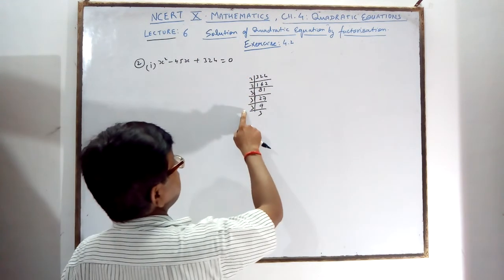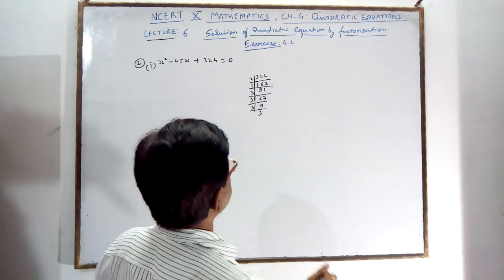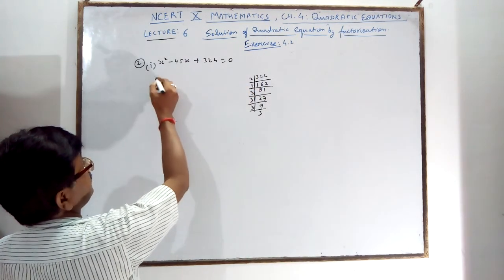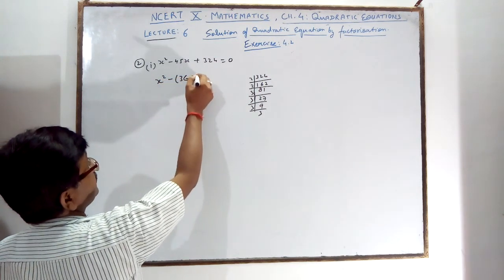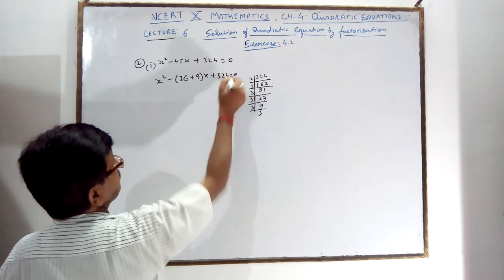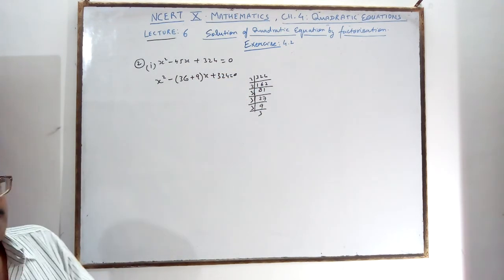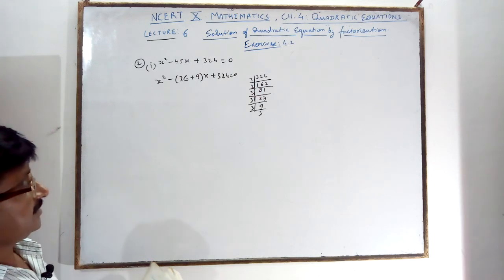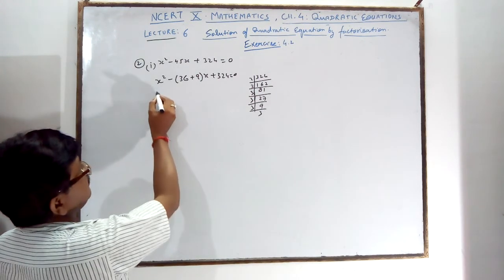So 3 times 3 is 9, 2 times 18, 2 times 36. 36 plus 9 is the middle factor: 36 plus 9 x plus 324. You can get 2 times 2 is 4, 4 times 3 is 12, 12 times 3 is 36. When you solve it by this, what will be the answer?